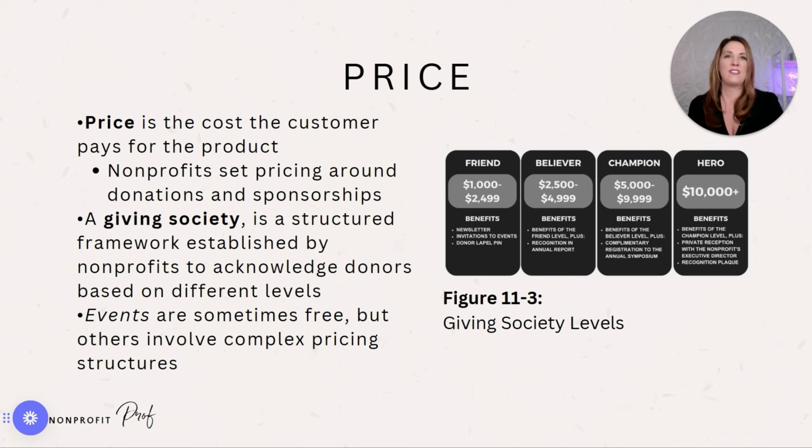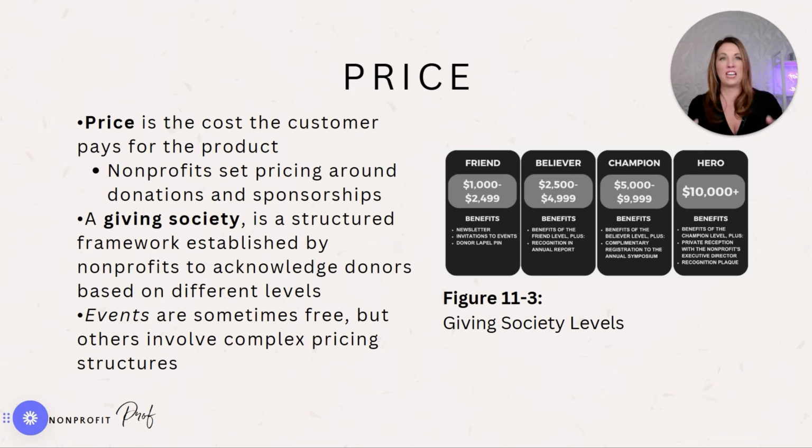And then, of course, your highest level is going to have the most aspirational name, but a giving society might refer to its hero level as donors of $10,000 or more. And this is going to give them more face time with leaders of that organization, probably more exclusivity in terms of invitations to donor events, maybe even their name on a plaque in the building or something like that.